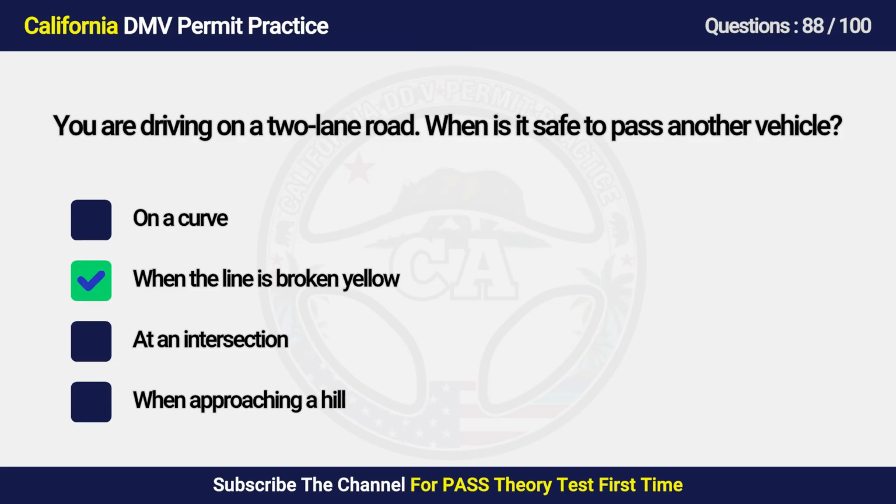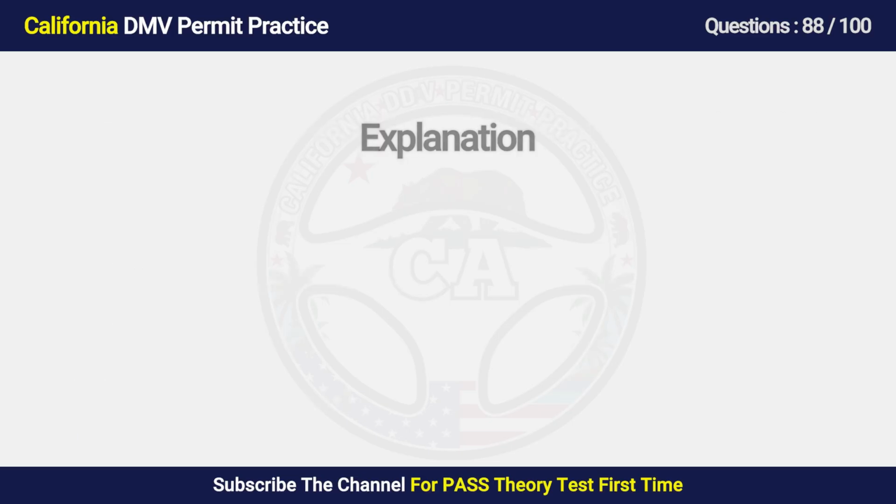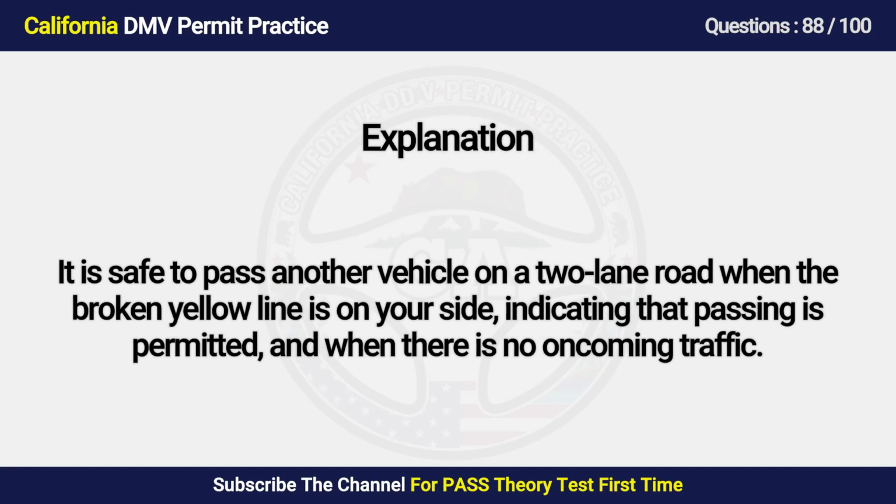Answer is B, when the line is broken yellow. It is safe to pass another vehicle on a road when the broken yellow line is on your side, indicating that passing is permitted, and when there is no oncoming traffic.